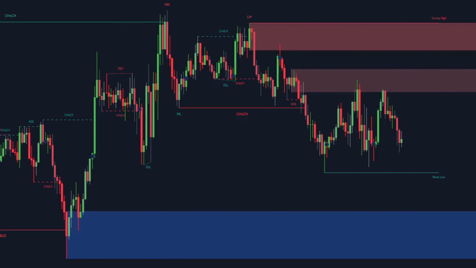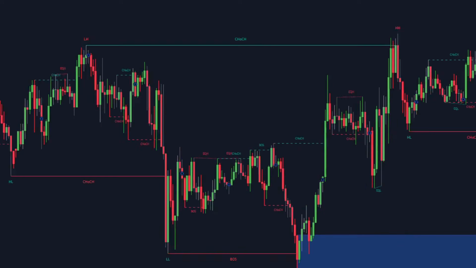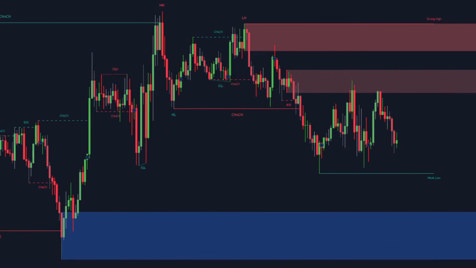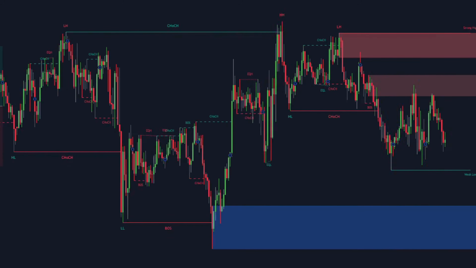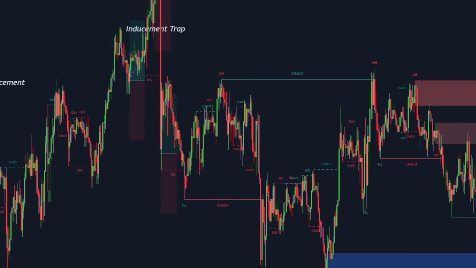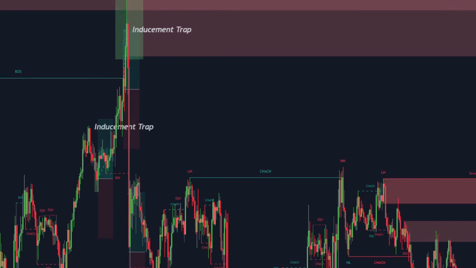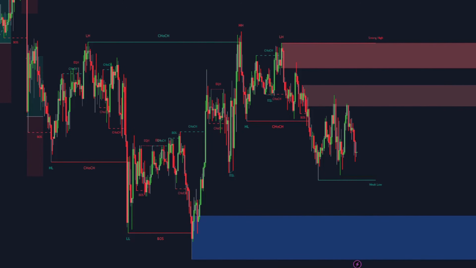Smart money concepts are supposed to make you a better trader, but let's be honest. For most people, they turn the chart into a chaotic mess of break of structure labels, change of character signals, liquidity lines, fair value gaps, and order blocks that look more like a coloring book than a trading setup. And that confusion is exactly why traders keep losing.